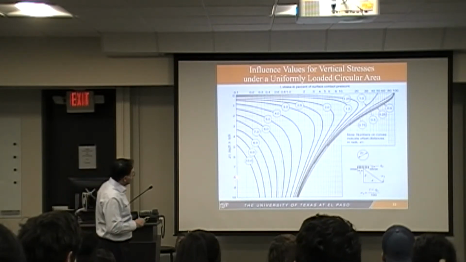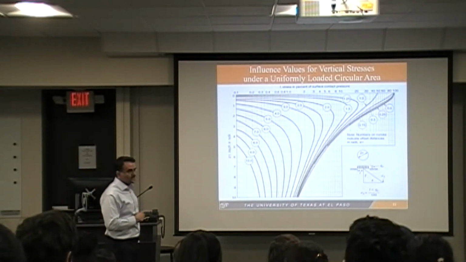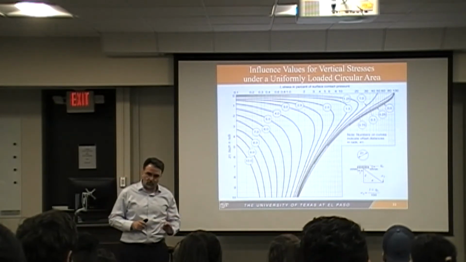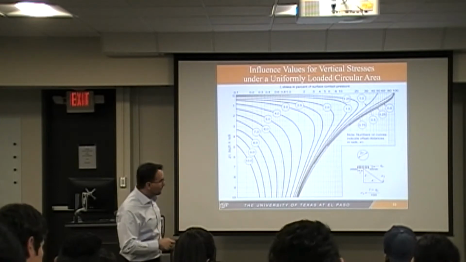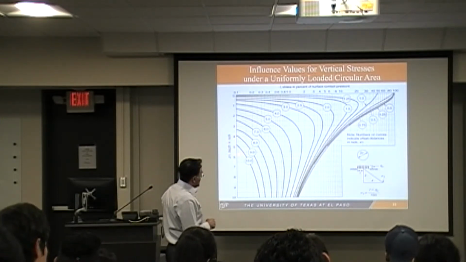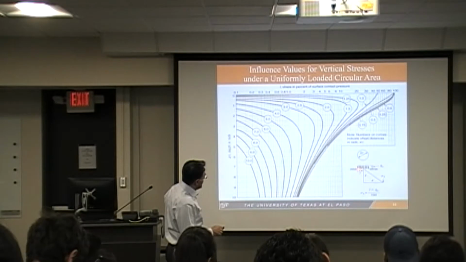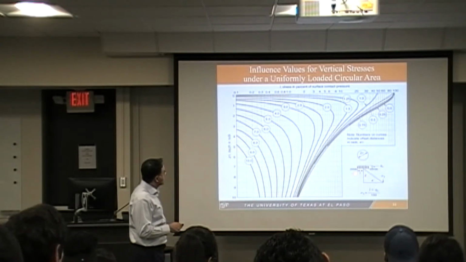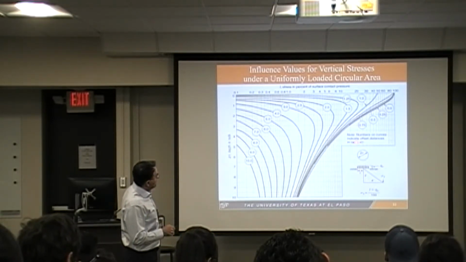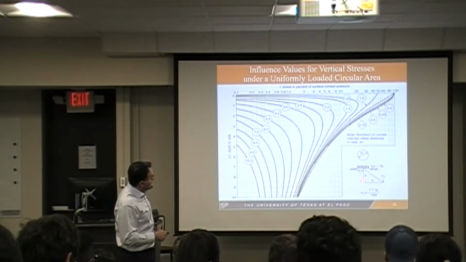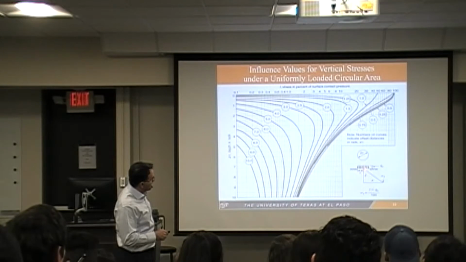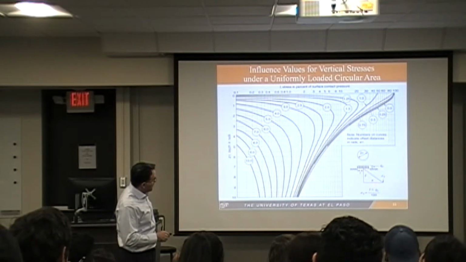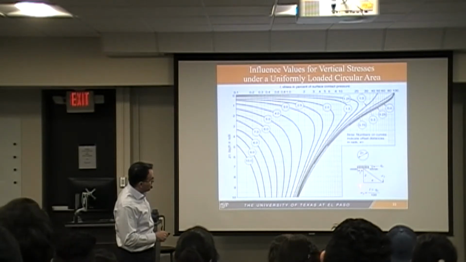On the vertical axis, we are looking at the normalized value of Z over R. Z is the point in question. R is the radius of the loaded area, right? And what else do we have? This is the radius that we have. The geometry basically is self-explanatory. And then we have numbers on the curves. The numbers on the curves are x over r's in this case. X over r is basically the offset away from the center line of the loaded area.